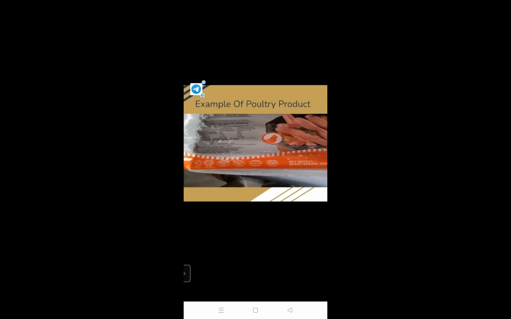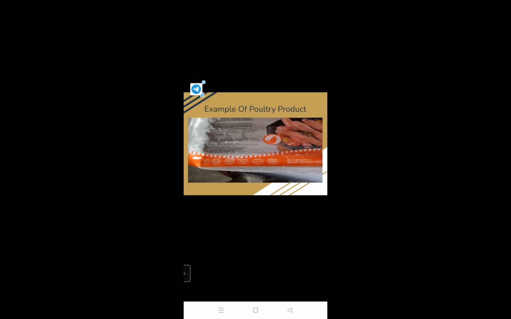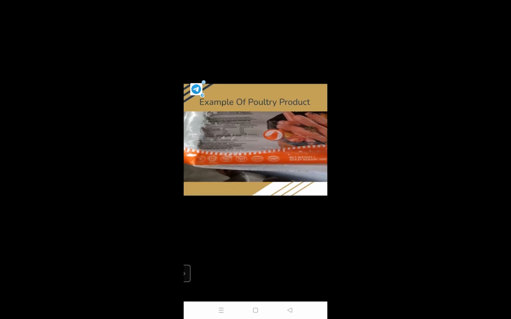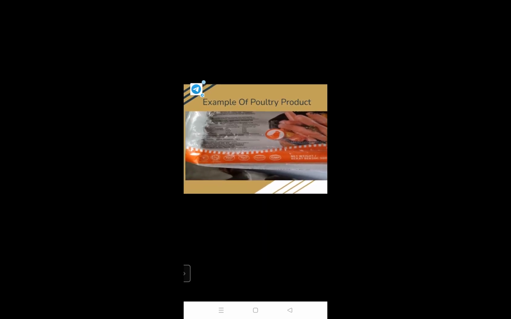This is an example of a poultry product. These logos will appear at the bottom or anywhere on the packaging. Among the popular ones are halal, HACCP, GMP, and ISO also. And next we continue with the result and discussion.